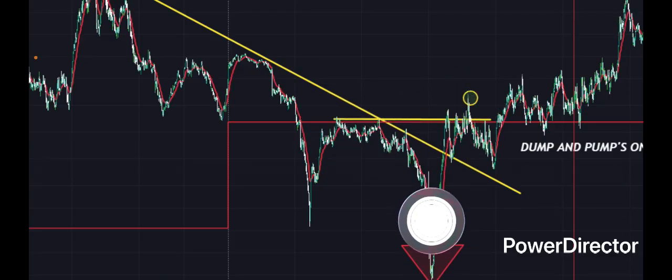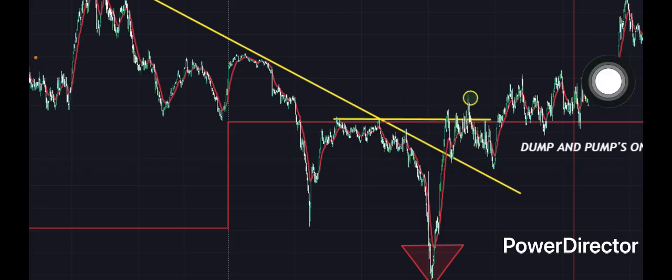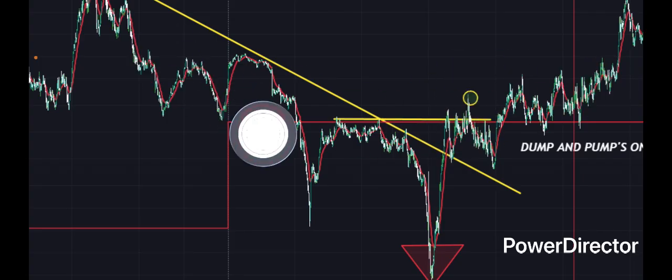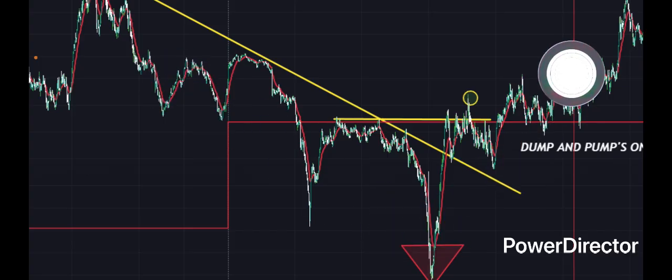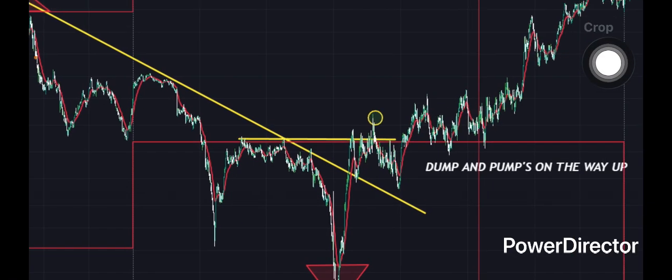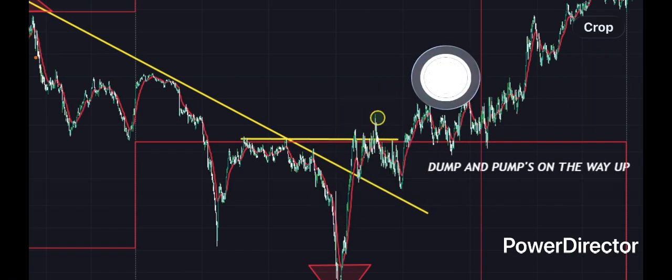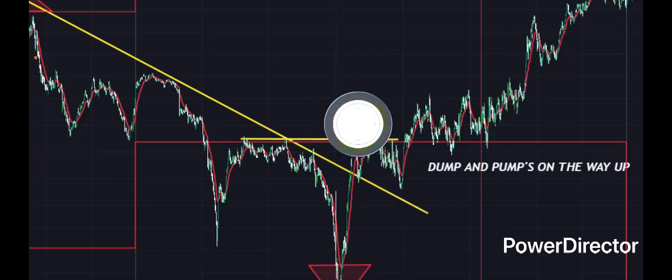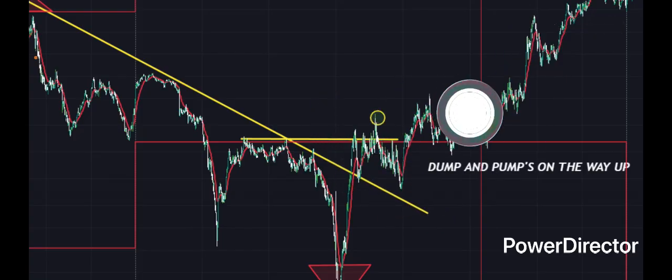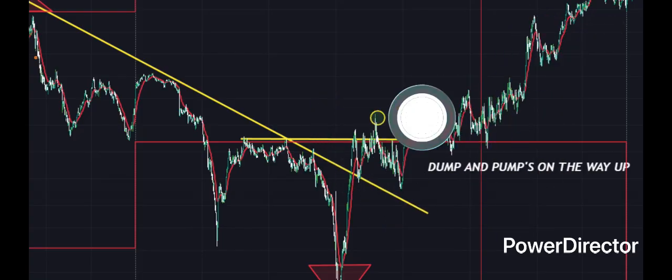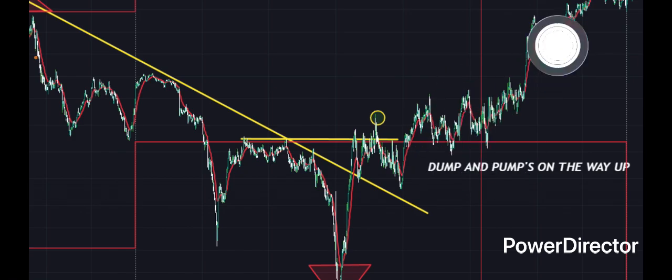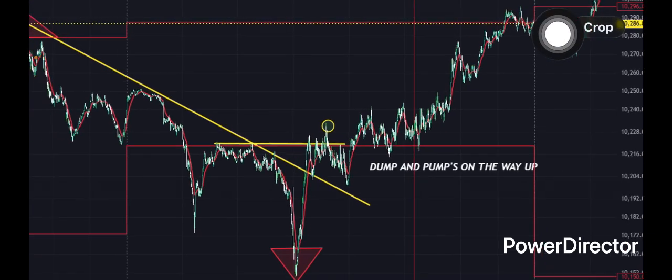we pump up, we break that level. Now all of a sudden we have our higher high on the inside. That's alerting us to the fact that we may be going from front side to back side in this dump and pump template. And now, while we're making higher highs, we're going to be looking for dump and pump scenarios, right? You can see we dump, pump, right? On the way up.